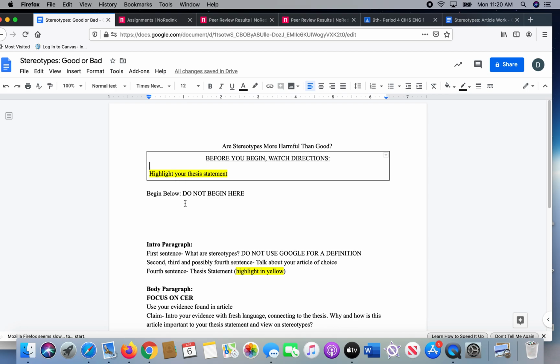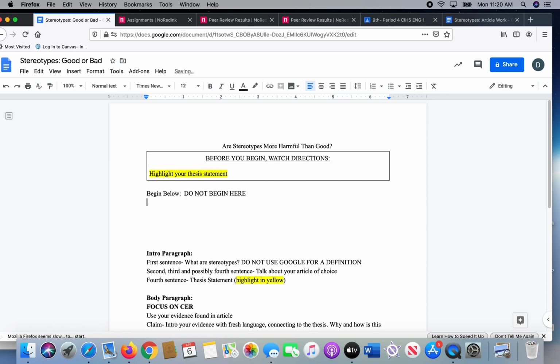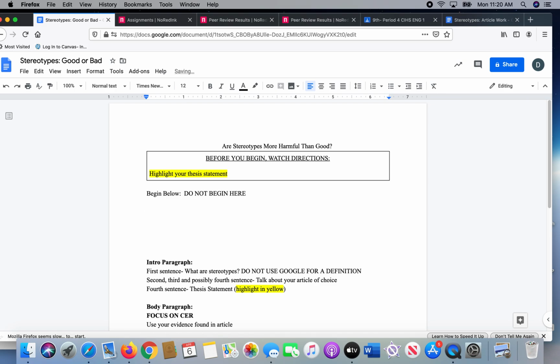So, you're going to begin below right here. Do not begin here. Do not just start writing here. You don't want that, right? So remember, hit return, enter, and what's the first thing we do when we need a paragraph? We need to properly indent, and we do that by hitting tab. Do not do space, space, space. Remember, it always goes to the farthest left of the paper, and just hit a simple tab, and that shows the reader that's a new paragraph.